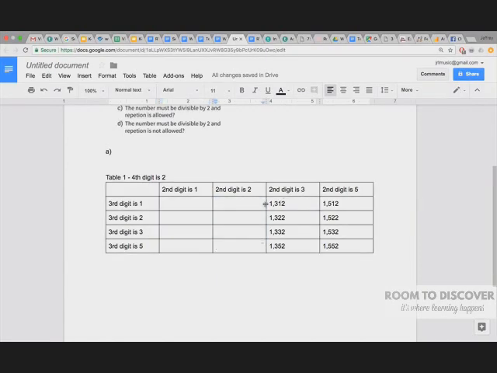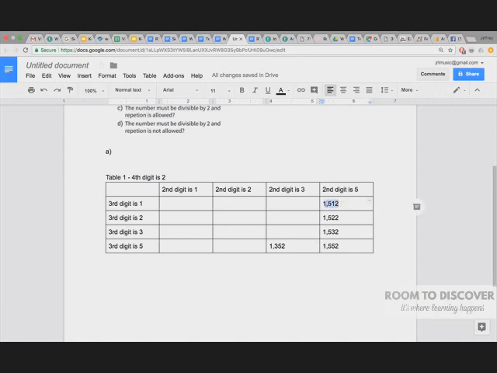Second digit is 3, but my third digit can't be 1 because that's a repeat. My third digit can't be 2 because my fourth digit's 2, so that's gone. Third digit is 3, nope. Oh, now finally we have one that has 4 different digits, so this one is a valid combination.